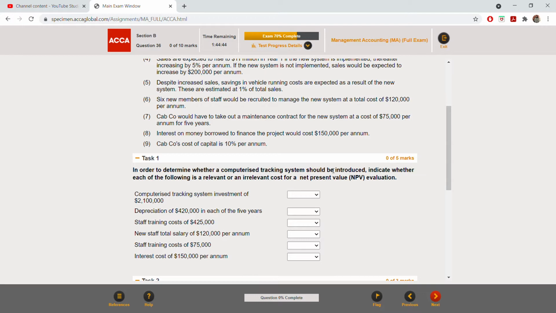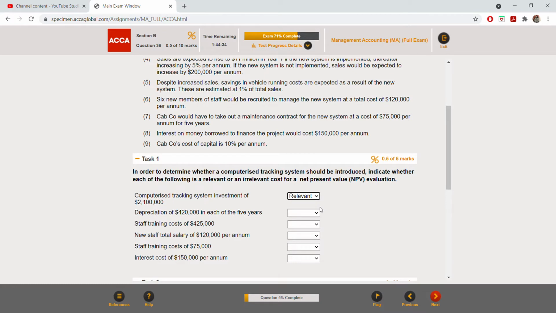The first one is the computerized tracking system investment of 2.1 million. Is it relevant or not? It is relevant. Why is it relevant? Because this cost of 2.1 million is a future incremental cash flow. It arises only when the project is undertaken. If you are not taking this computerized project, this cost will not be there. So it is a relevant cost. The cost which you can avoid is a relevant cost. This cost you can avoid how? If you don't take the project, if you don't computerize. That's why it's relevant.